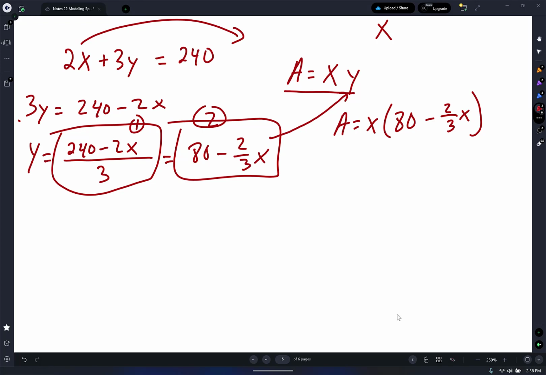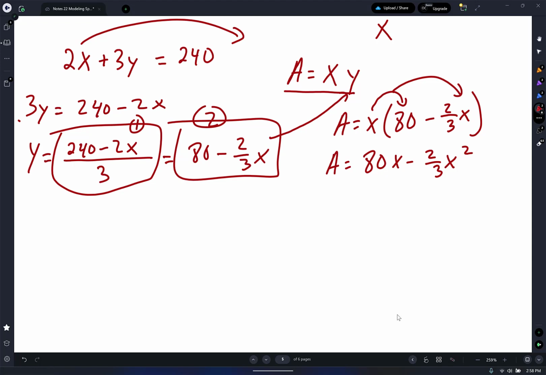Nothing crazy, right? You can do product rule if you want, but I think it's just easier to multiply like that, guys. So I haven't done anything yet. I'm just doing algebra. 80x minus 2/3 x squared. Are we still okay? Now I'm going to take a derivative.